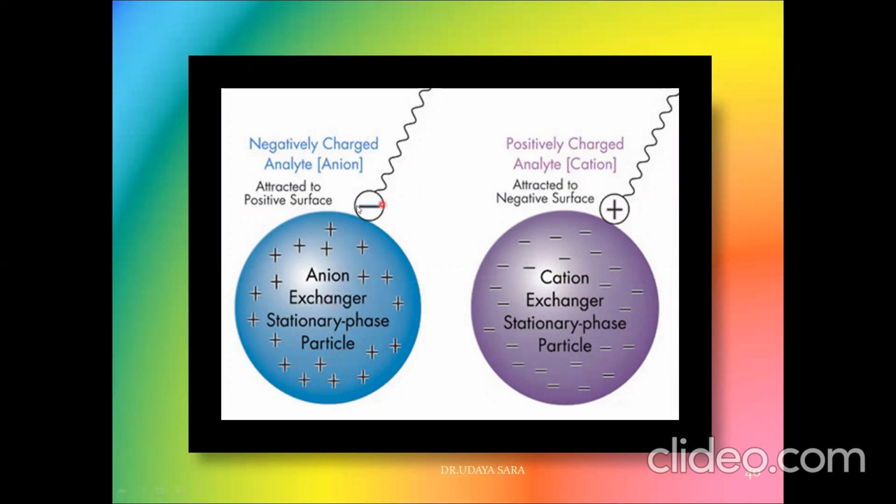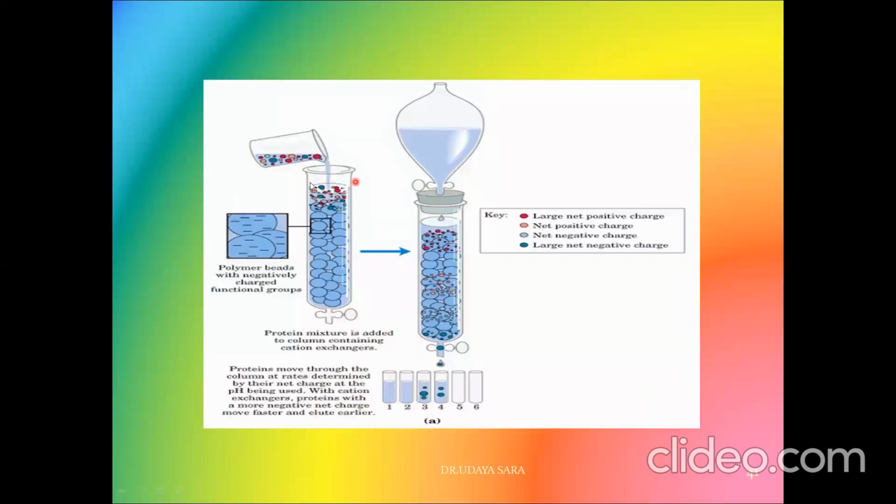If the molecular mixture is negatively charged, it gets attracted to the positively charged stationary phase. If the molecule is positively charged, it gets attracted to the negatively charged resin. This is how the molecules get separated. One more picture in which the molecular mixture is poured at the top of the column packed with the resins. Here we have used a negatively charged resin. The positively charged molecules will get attracted to the negatively charged resin and are eluted last.